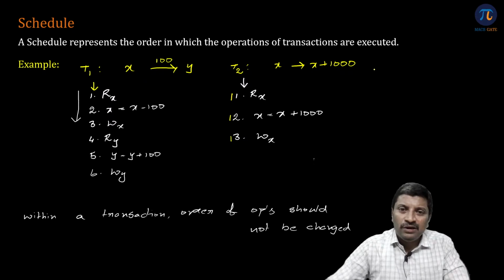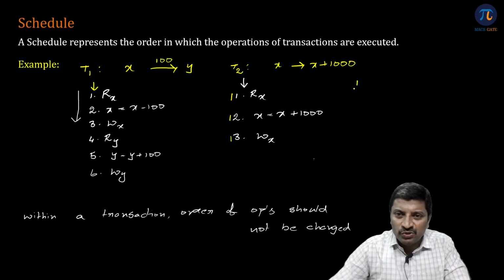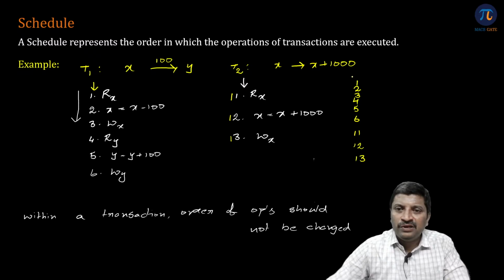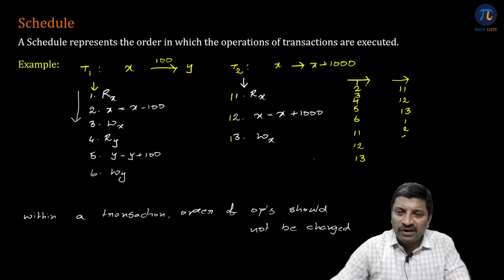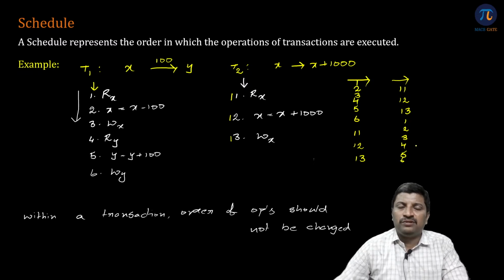Am I right, sir? Now, listen to me. I can execute all the 6 operations of the first transaction, followed by the 3 operations of the second transaction. This is one way of planning. Instead of this, I can execute the operations of the second transaction first, followed by this one. These two are very clear, sir.